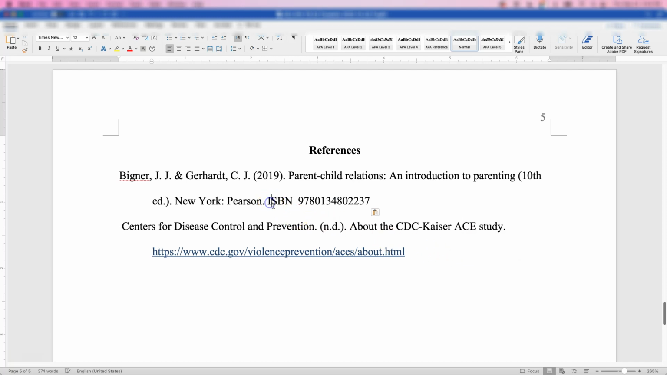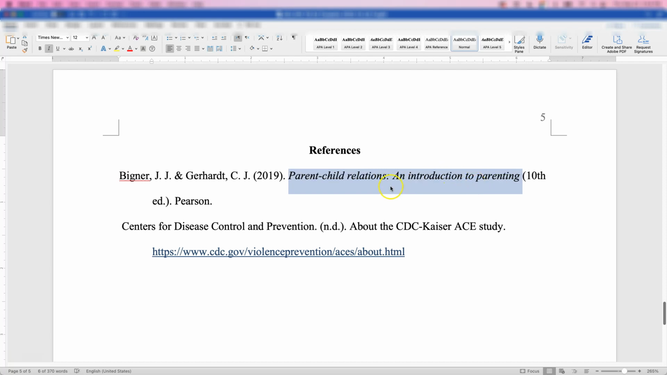Well, we don't include the ISBN number in APA style, so we take that out. And we no longer include the city or state, so we take this out as well. And then the title of the book, in this case, will get italicized and stay in sentence case. And a lot of people will submit this and think that's good, that's done. There's one more step. See, in APA style, when you're listing multiple authors in your references, even if there are only two of them, you still need to put a comma before the ampersand here.